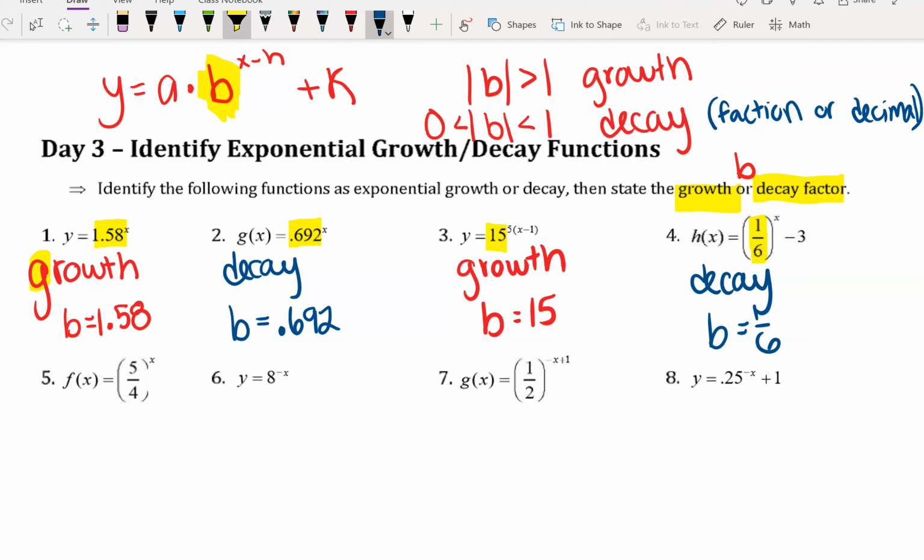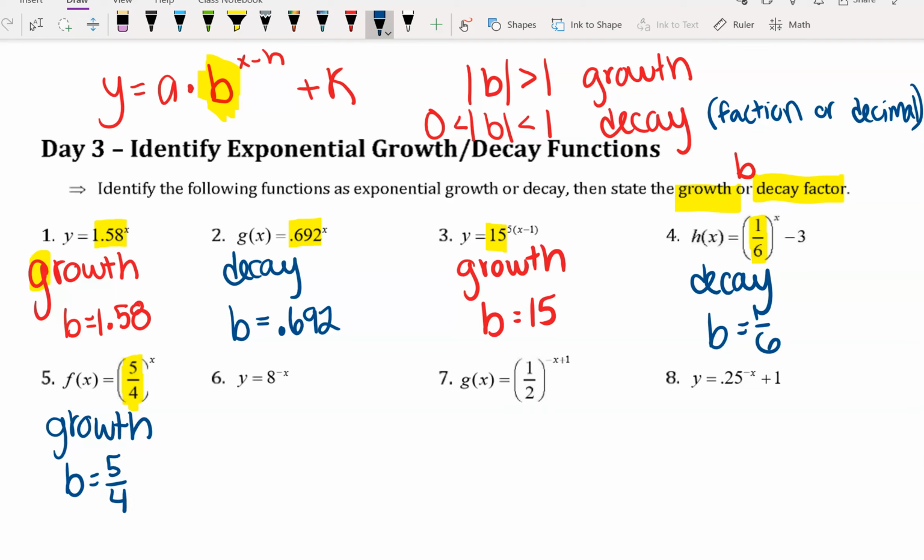All right, number 5 might trick some people because we have a fraction. A lot of times people see fractions and they think decay. But that fraction, 5/4, since the numerator is bigger than the denominator, that's actually bigger than 1. If you are unsure, you can type it into your calculator, 5 divided by 4, and you end up getting 1.25. That is clearly bigger than 1, so that's growth. And the growth factor is 5/4.